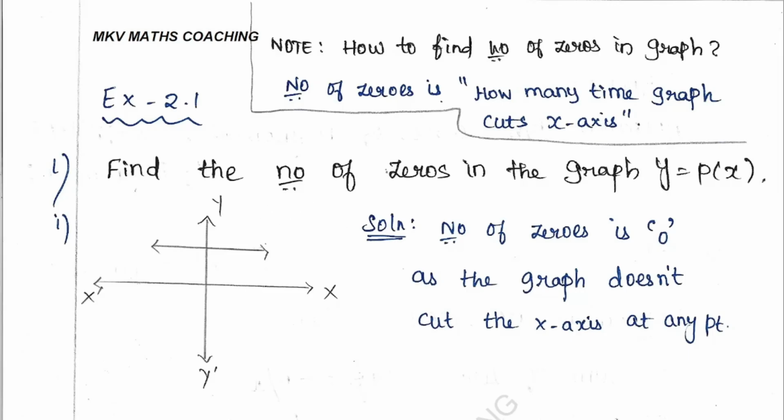What is the number of zeros? The number of zeros is how many times the graph cuts or touches the x-axis. They usually give a graph like a straight line, a curved line, or a parabola. So you have to count the number of times the graph cuts or touches the x-axis.